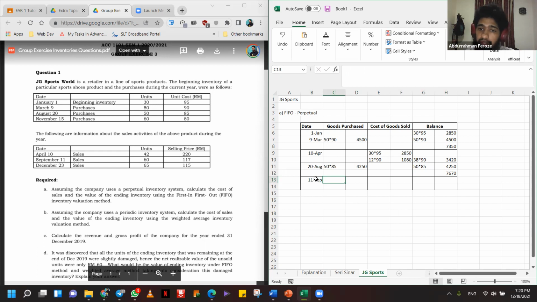Okay, so how should we divide it? Can one of you answer for the 60 sports products? How should it be divided here? These are the two batches we have. We have 38, the old one at 90 ringgit cost, and we have 50 products at 85 ringgit cost. So these 60, how should we account for it on September 11th? Can one of you answer? What are the entries that I should make?